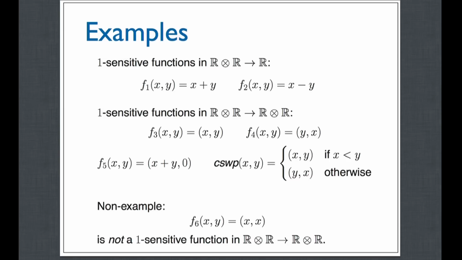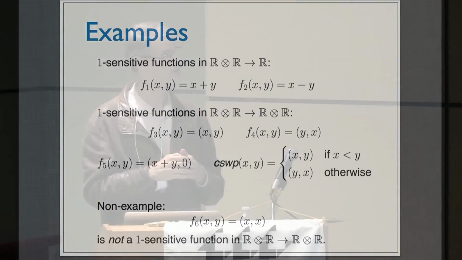An interesting one is the compare and swap operation, which is useful if we have time, which I think we probably won't. I'll show you a sorting algorithm whose basic operation is compare and swap. A non-example is copying. And so given the metric on pairs, copying one element of a pair in the input is a 2-sensitive operation. And the type checker would tell us that.